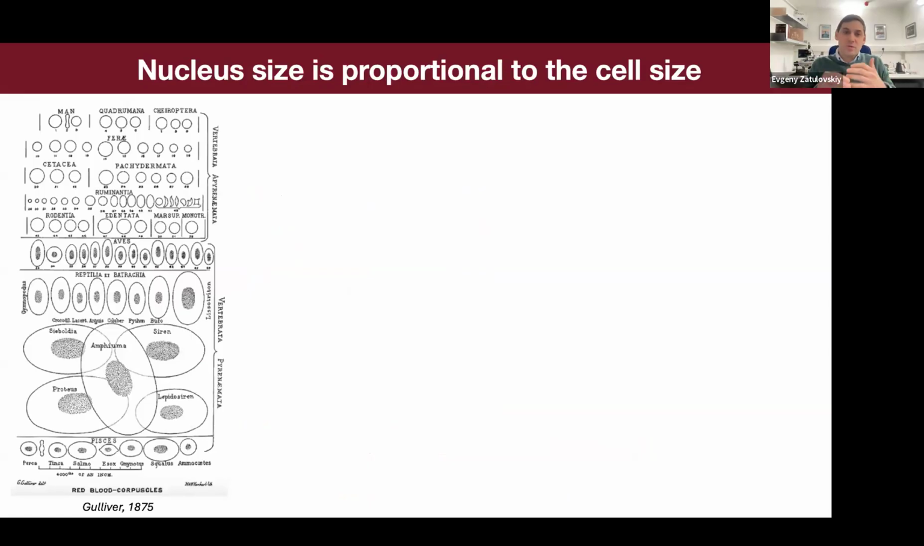a very clear phenomenon. When you look at your cells, the first thing you see is the cell size and the nuclear size. And it's so obvious that even 150 years ago, people measured that and noticed that bigger cells tend to have bigger nuclei. As you can see on this illustration from 150 years ago, where they looked at red blood cells from birds, frogs, reptiles, and fish, they see this scaling between nuclear size and cell size.